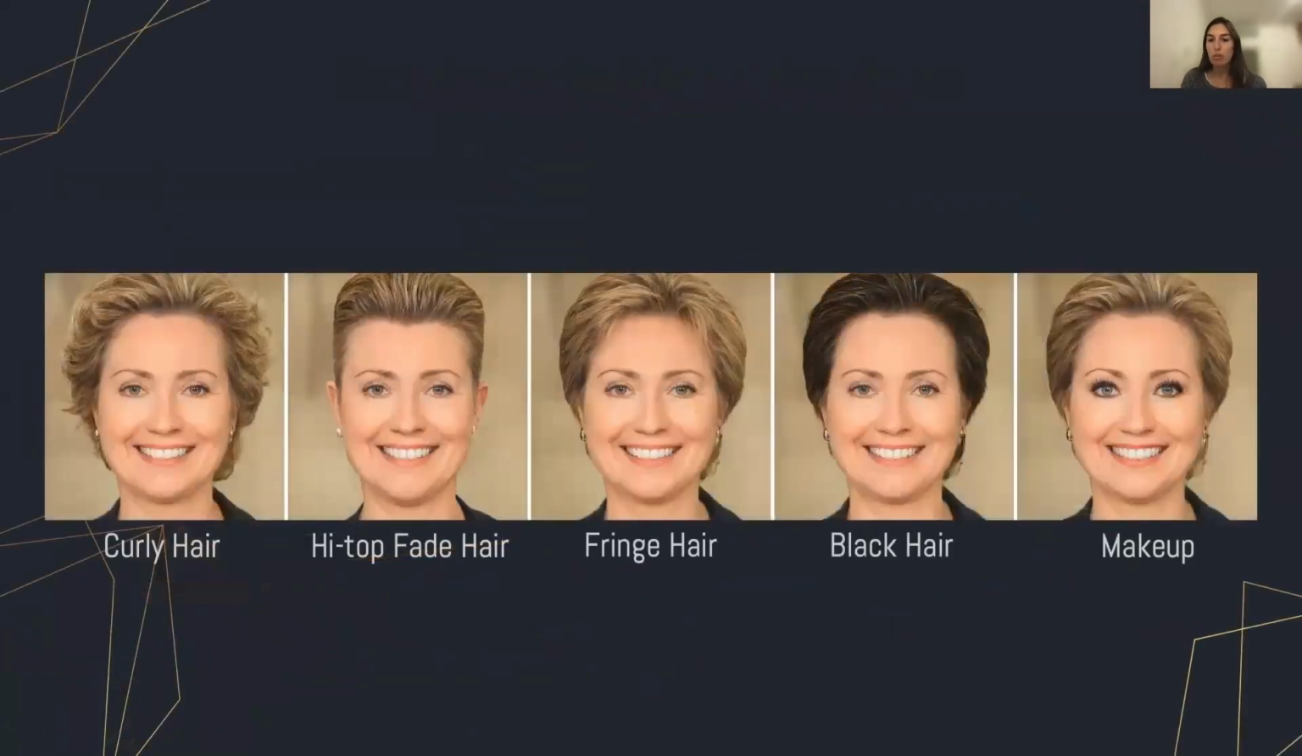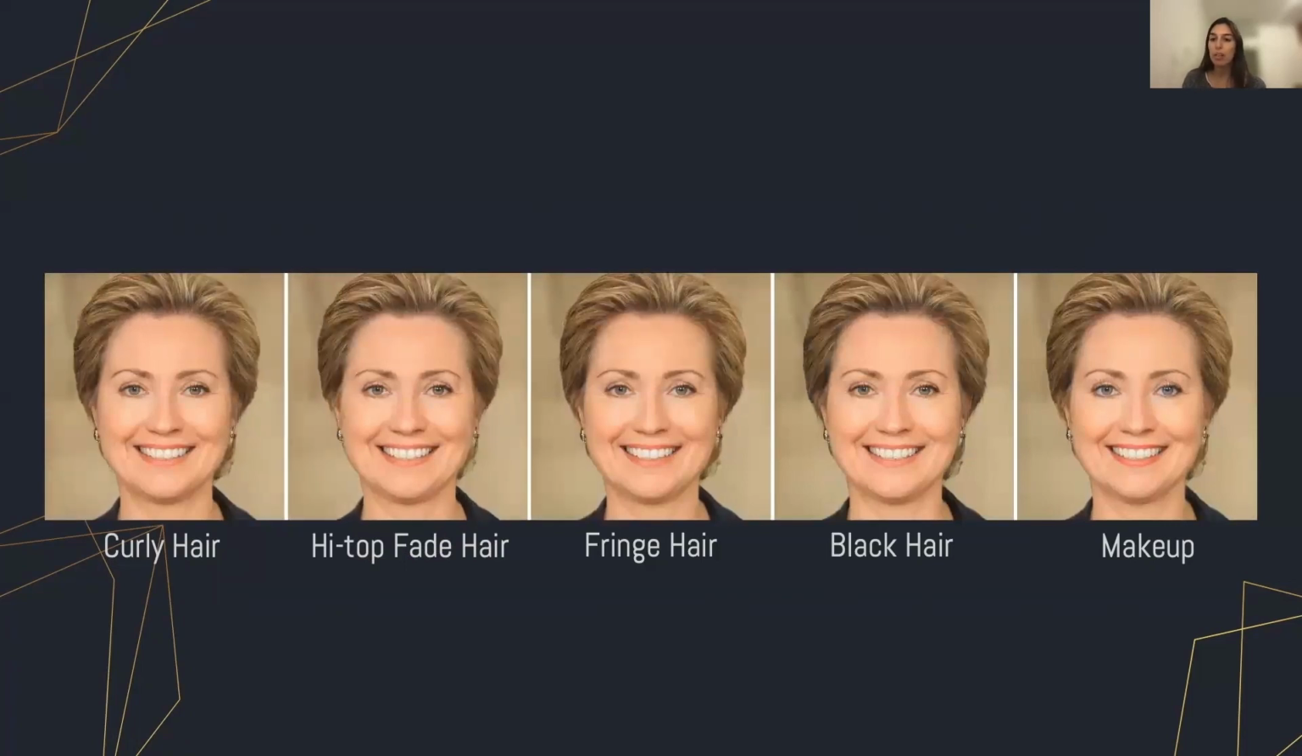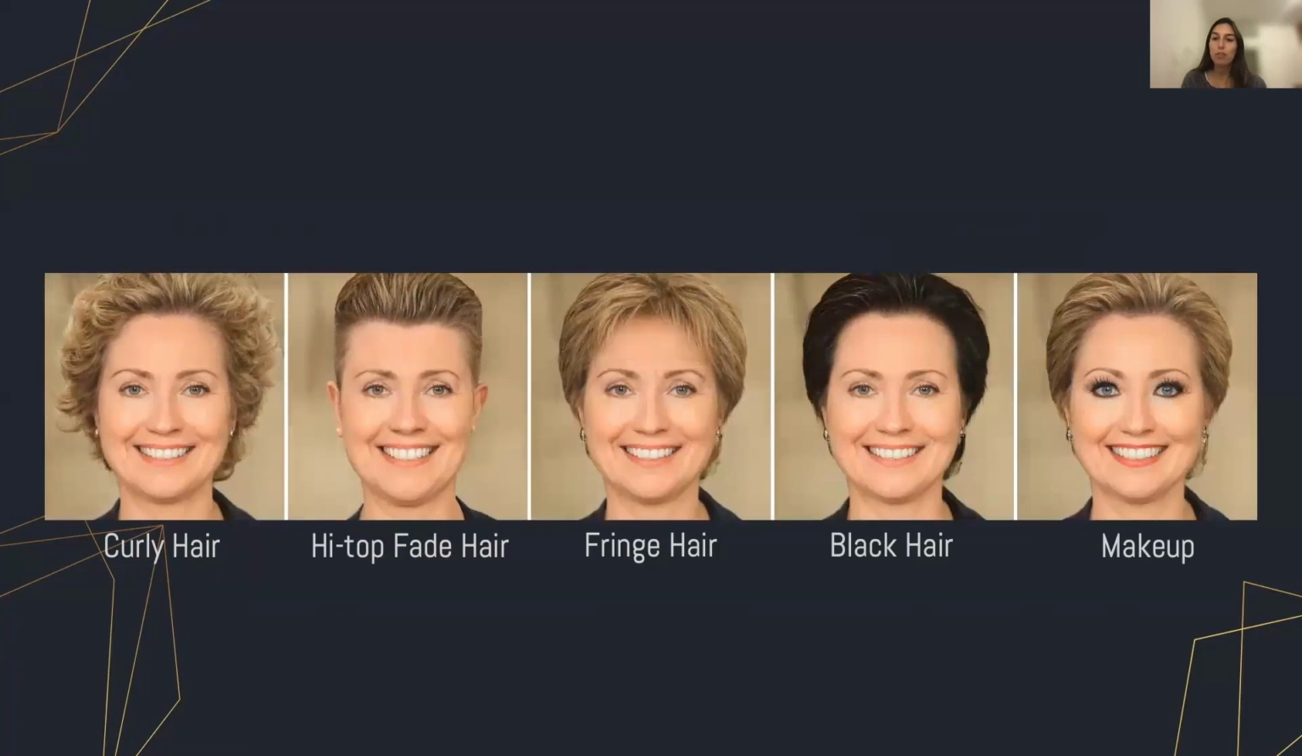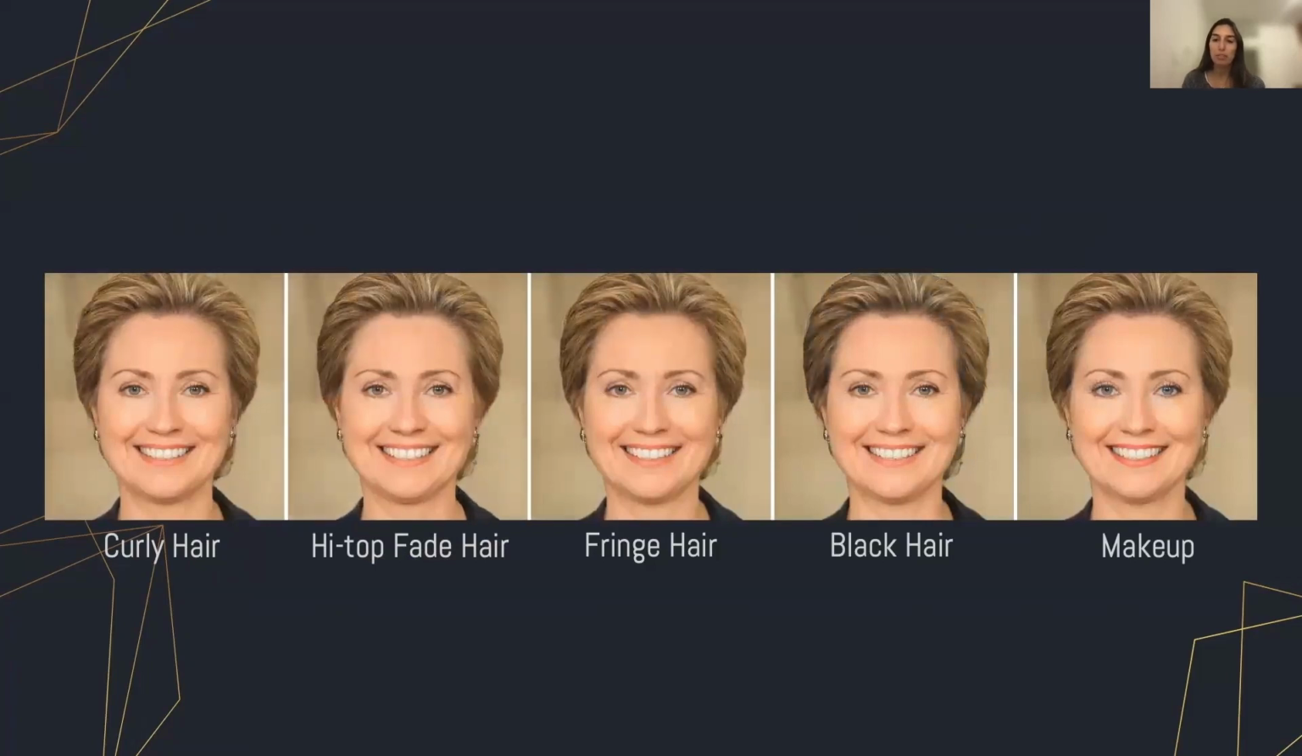And here are some results. Here you can see traversal along the direction corresponding to the target text, which is written below the images. We can change the hairstyle of Hillary Clinton into curly, high top fade, fringe, black, and we can even add her makeup. Observe the high disentanglement of the edits.